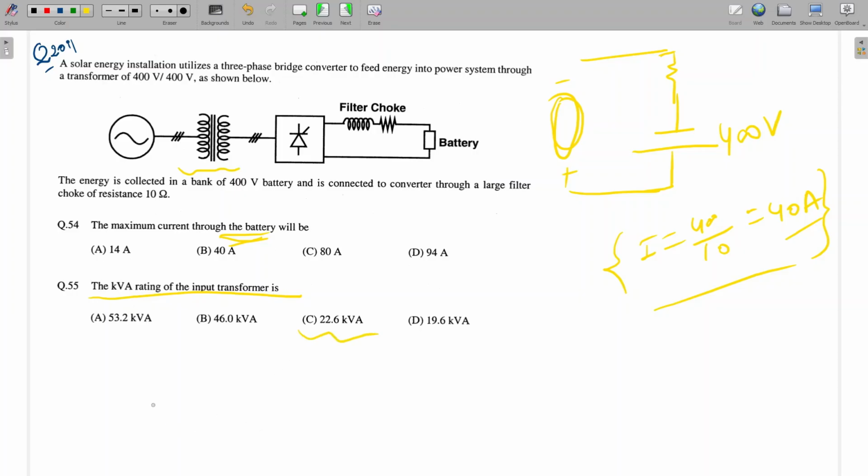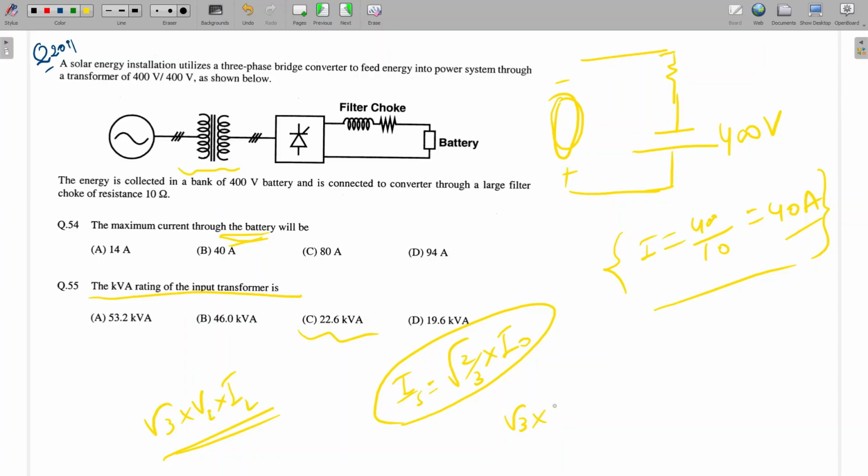So what will be the value for any kVA rating? Root 3 into VL into IL. This is the kVA rating. And we already know the output current. So output current is known. What will be the source current? For three phase, IS is equal to under root 2 by 3 into I naught. This we have already derived. So this one we can apply.